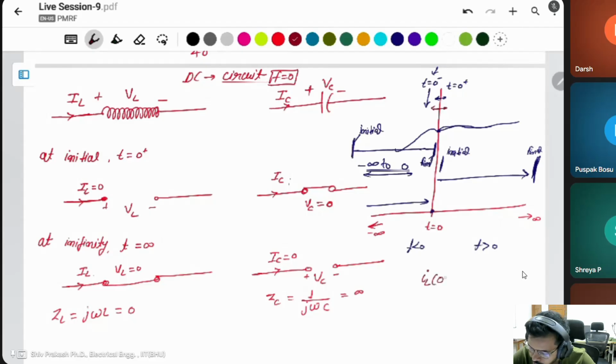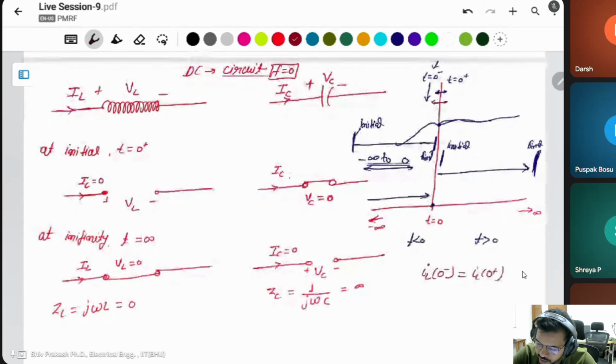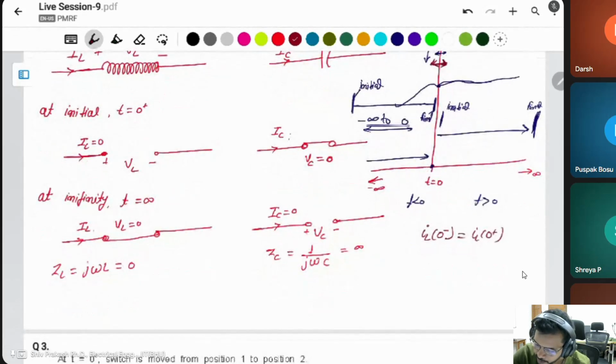That's why you can say IL at 0 minus is equal to IL at 0 plus. This gap is very minimal, you can say microseconds or nanoseconds. This gap is very small. That's why the inductor current will not change suddenly. That's why the initial current IL at 0 minus is the same as IL at 0 plus. And the capacitor voltage also does not change suddenly. That's why capacitor voltage at 0 minus is equal to that at 0 plus.